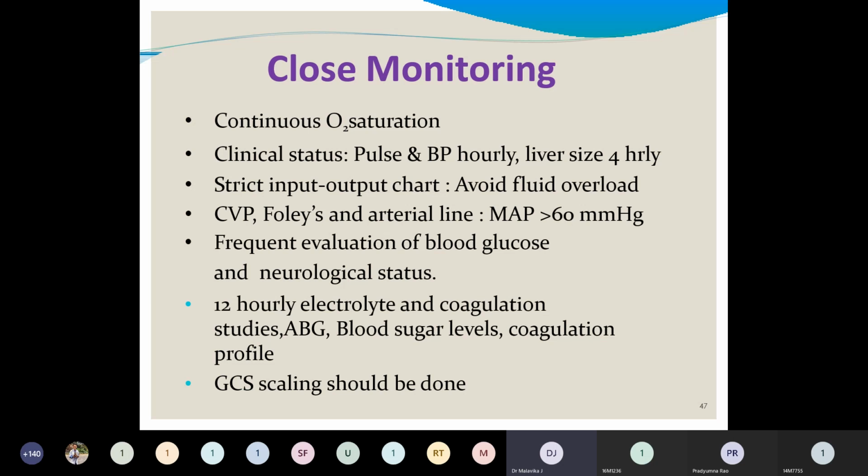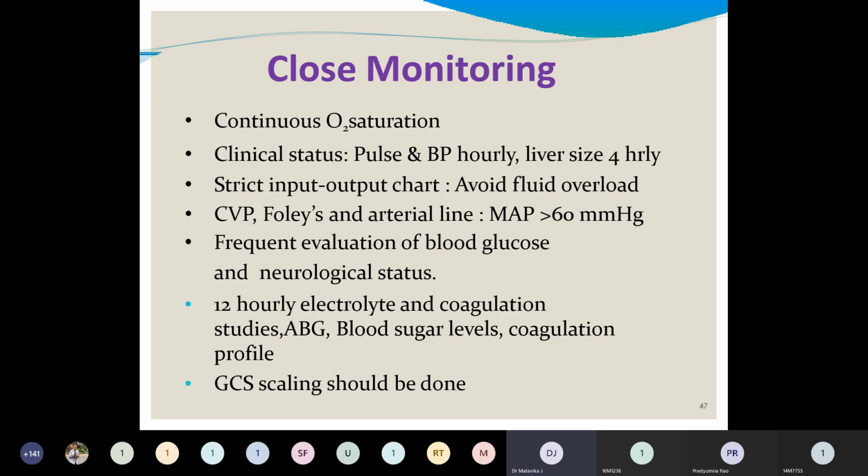Central venous line should be inserted. Foley's and arterial line should be inserted, to monitor the BP, that is the mean arterial pressure; a mean arterial pressure of more than 60 mm of Hg should be maintained. So frequent evaluation of blood gas analysis and the neurological status by GCS analysis is very important in these children.